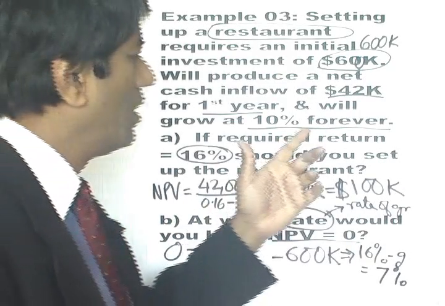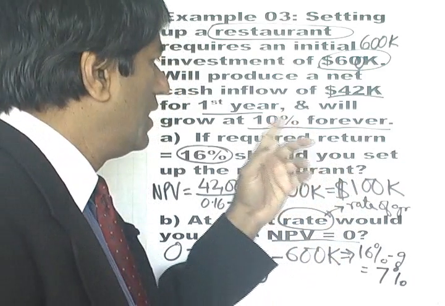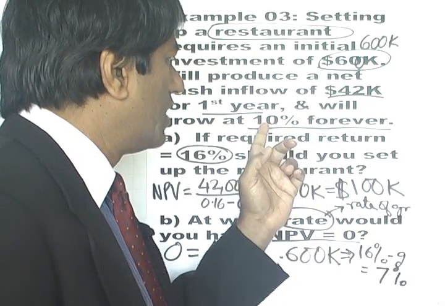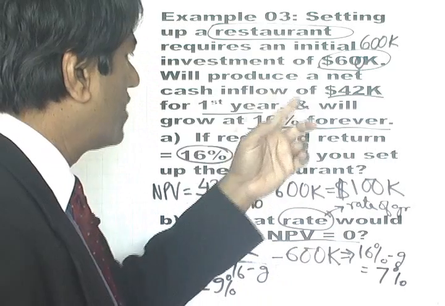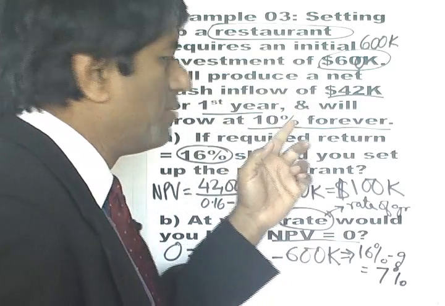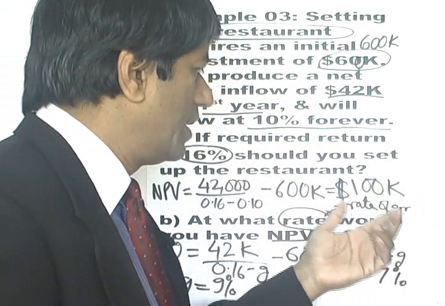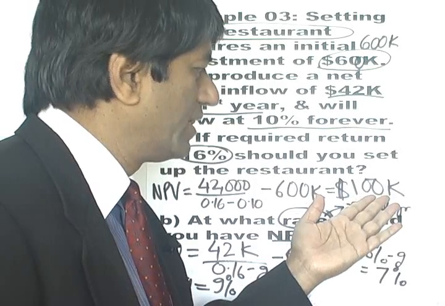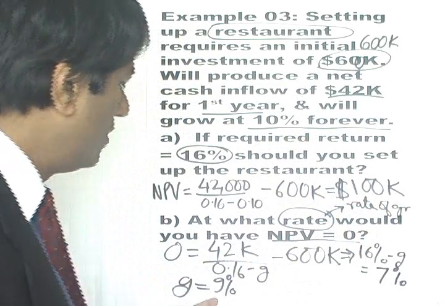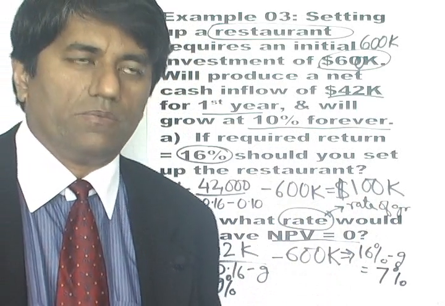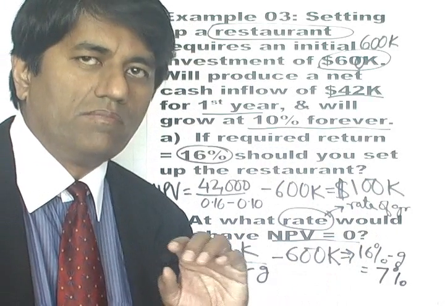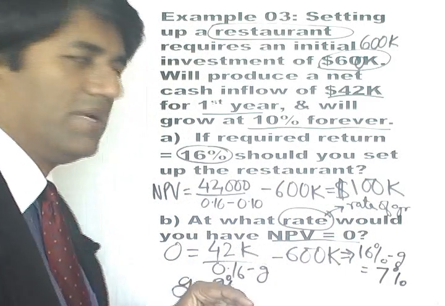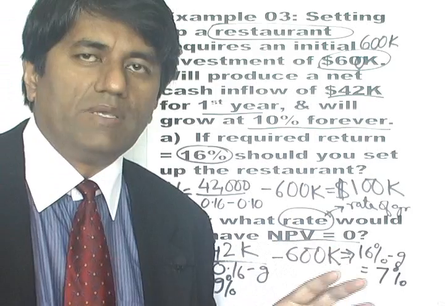So if the net cash inflows grow at 10% forever, you are getting a positive NPV of 100K. If they grow at 9%, your NPV will be 0. Or at 9% growth, you are going to break even in an NPV sense.